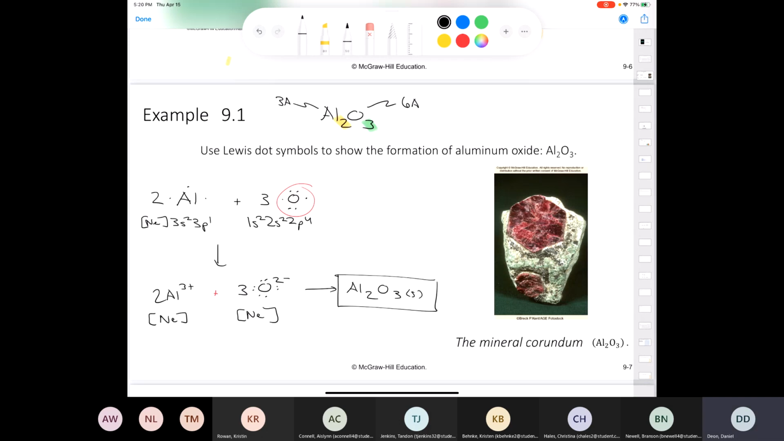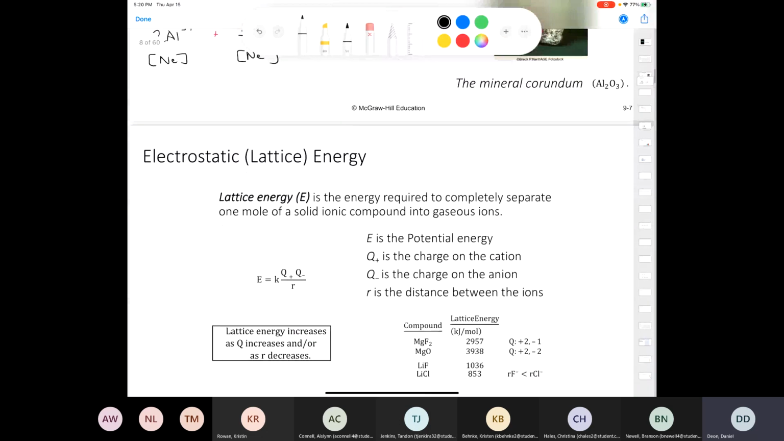Okay, very important concept: ionic bonding. Again, we looked at ionic bonding to some degree when we discussed nomenclature earlier on in the class. Well, how do we quantify the strength of an ionic bond? How strong is an ionic bond?